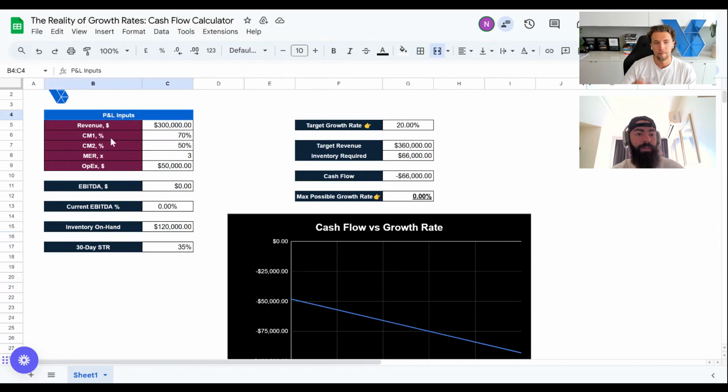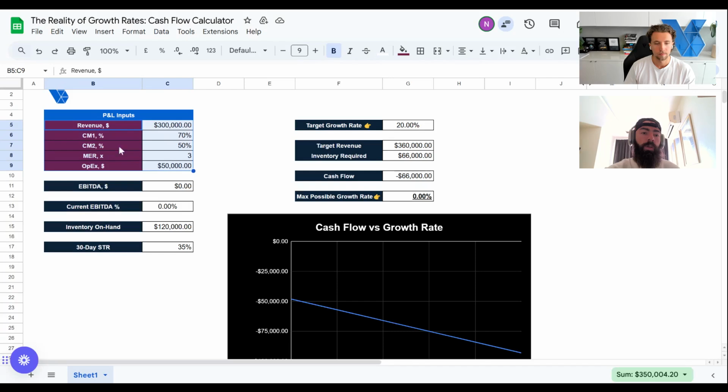So we've got the P&L inputs, and this is the typical setup of your P&L. Revenue, contribution margin 1, contribution margin 2, your marketing efficiency ratio, so essentially your return on ad spend, what paid media agencies would call it, and your OPEX dollars, not percentage.